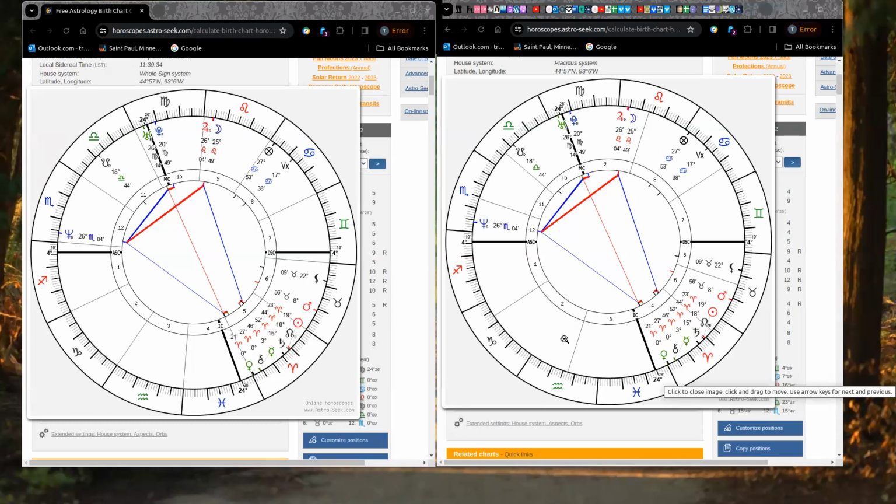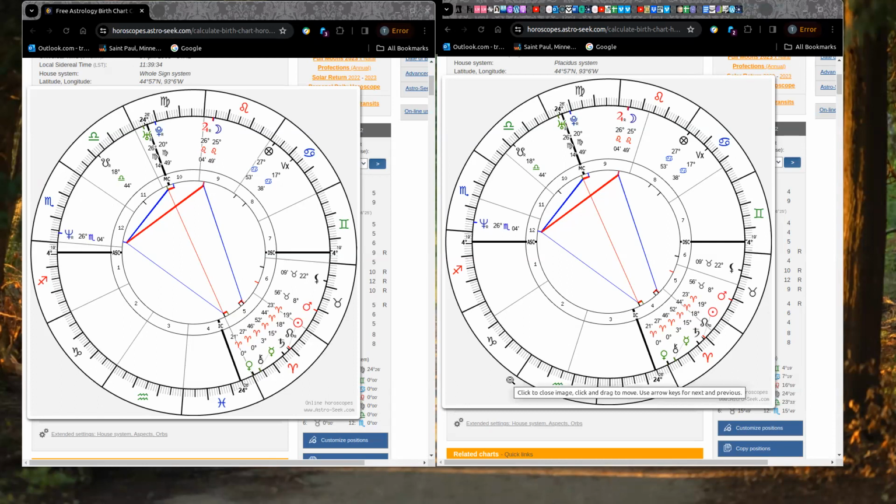So whole sign houses, you don't have to practice Hellenistic astrology to use whole sign houses. A lot of people use whole sign houses, but if you're a Hellenistic astrologer, you absolutely use whole sign houses. The whole sign house system is the oldest house system. And it's pretty straightforward. Again, 30 degrees, all the way through equal sizes.